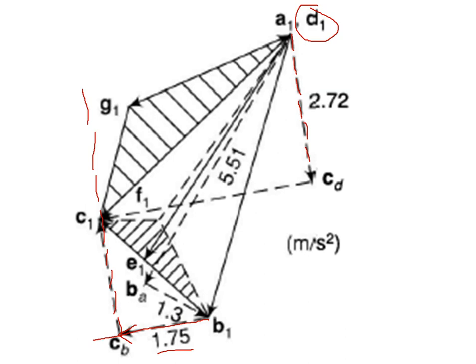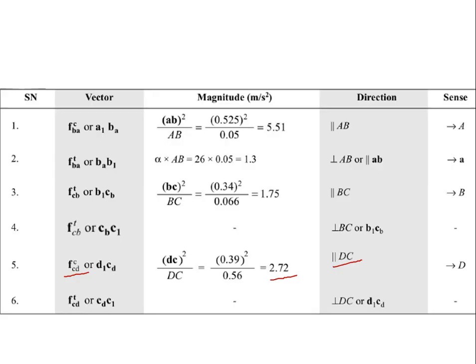So if you move from D to C in the link diagram, it is from bottom to right, top right, so it becomes the opposite now. So D1 to CD goes downwards here. You can take the scale of 2.72 and then draw up to CD.